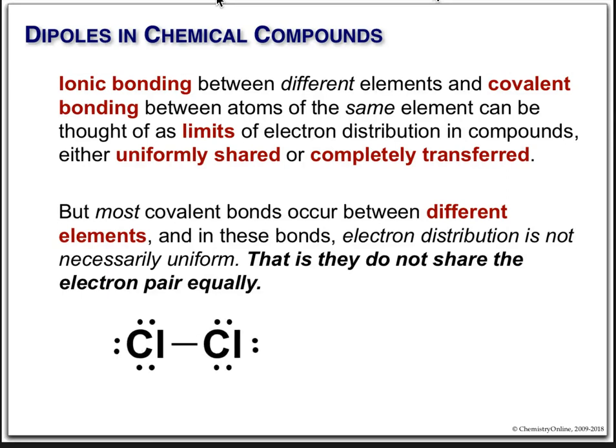Dipoles. We have talked about covalent bonds where we have shared electrons. And we have talked about ionic bonds where we have totally transferred the electron. If you have 2 chlorines together like this, the sharing is perfect. The electrons are shared equally between both atoms. But for most covalent bonds, that's not the case.